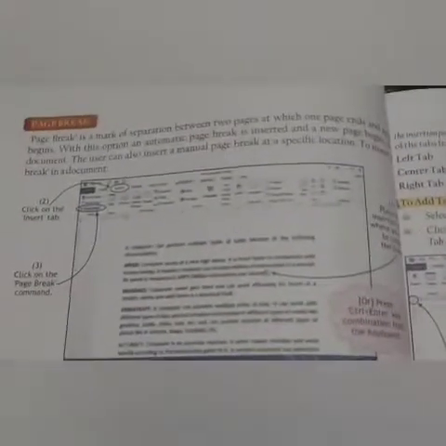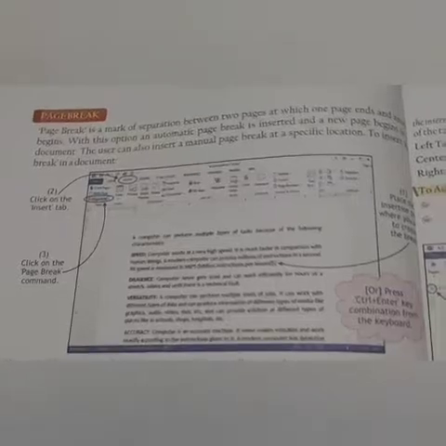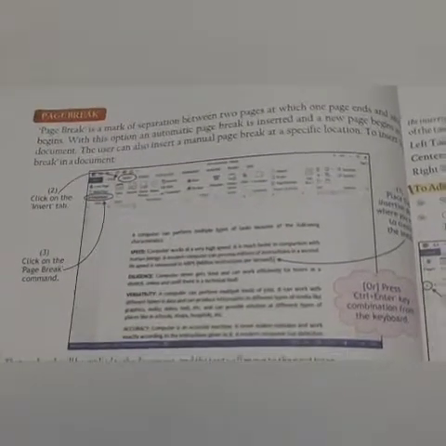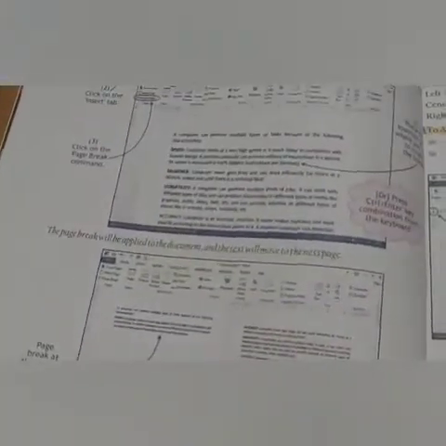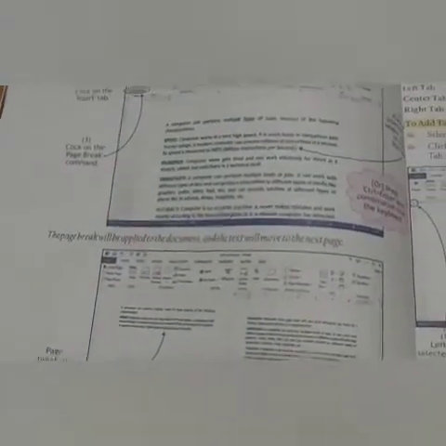The second one is your page break, okay. Page break is a mark of separation between two pages, okay. It's like when one page ends and another starts, like this. Can you see here, it's ending and the second one comes over here, that is page break.